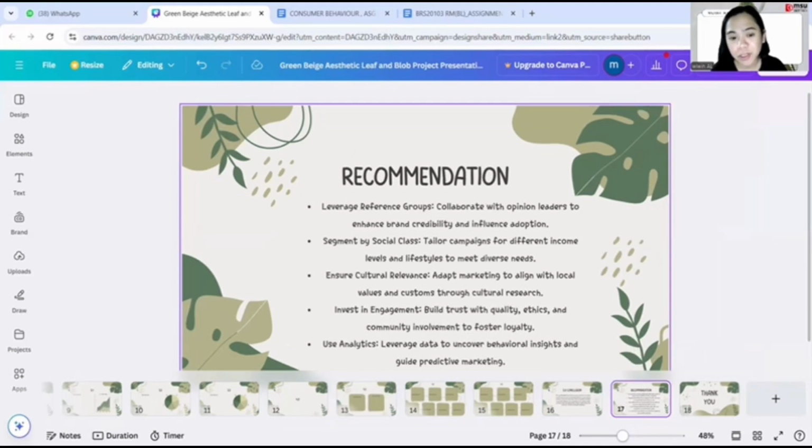Invest in engagement, the fourth one. Build trust with quality, ethics and community involvement to foster loyalty. And the last one is use analytics: leverage data to uncover behavioral insights and guide predictive marketing.